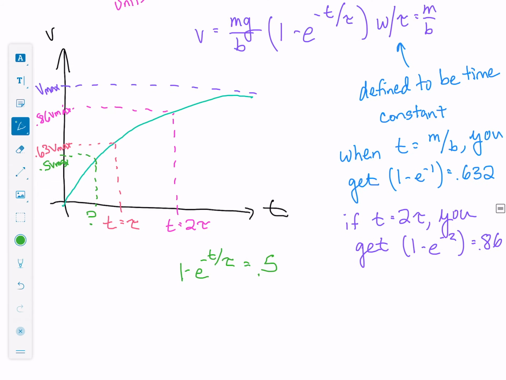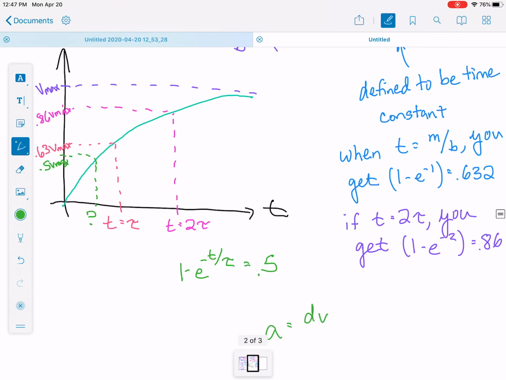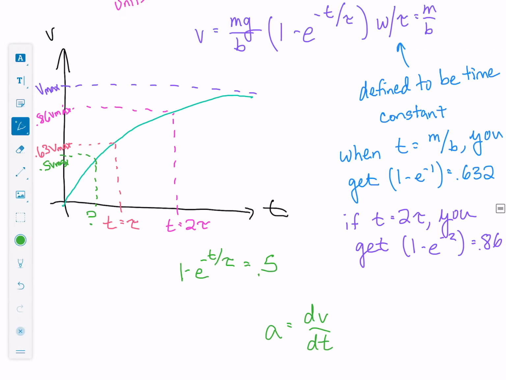Oh, one last thing. Sometimes on an AP test, it won't ask for a function of speed, but it'll ask for a function of acceleration. If it does that, of course, you guys would remember that a equals dv dt. So you would just take the derivative of whatever you got for your velocity function to get your acceleration. Luckily, exponential functions are easy to take the derivative of. It's just e to the u times u prime. That's on your formula sheet if you forget that. So you could do that.